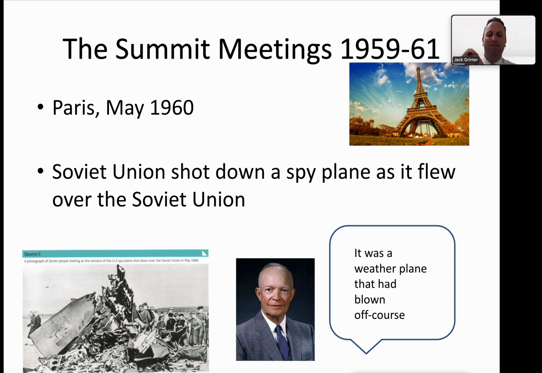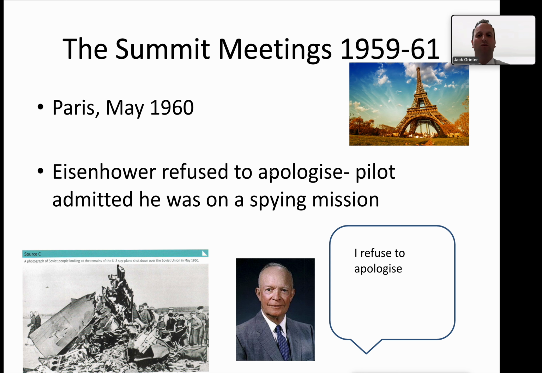And the pilot, Gary Powers, I think he would have parachuted out. There's the wreckage of it there. Gary Powers, not long after, admitted that he was actually an American spy. And I think later on, not sure how many years later, there was some kind of prisoner exchange where Soviet prisoners in America were exchanged for Gary Powers for his return. But the United States didn't apologise. And what they did is they claimed, there's Eisenhower, the president, at the bottom here, it was a weather plane that had actually blown off course.